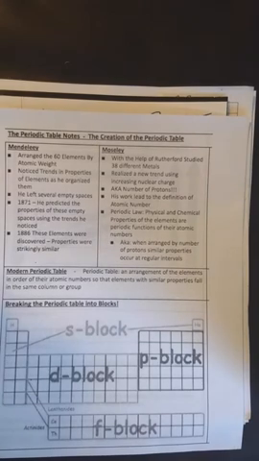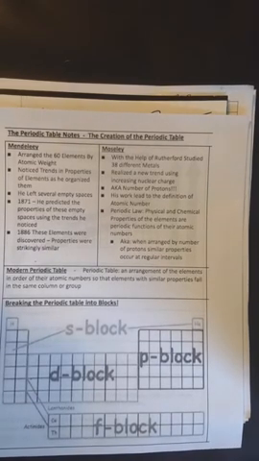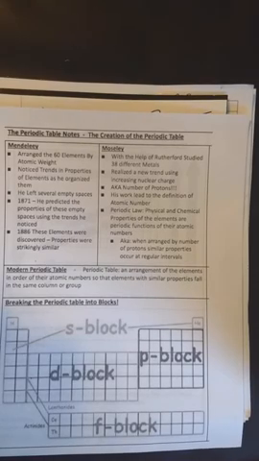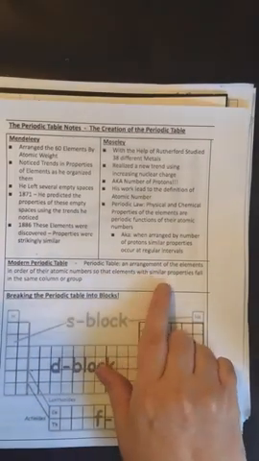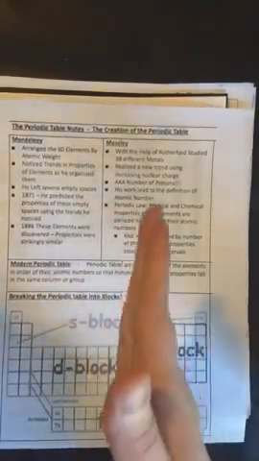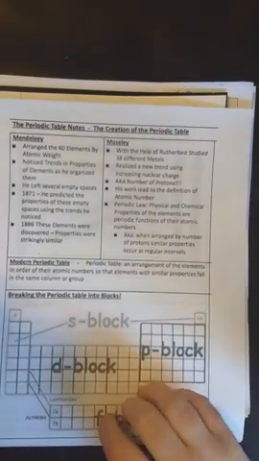So we actually stuck with Moseley's idea of arranging it by atomic number because the patterns were more consistent with that. And so what ends up happening is elements with similar properties fall into the same columns or groups, which we talked about in the last video.